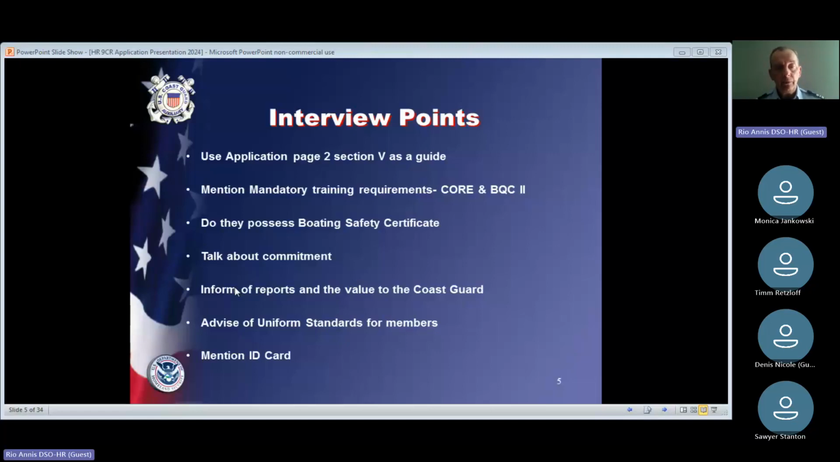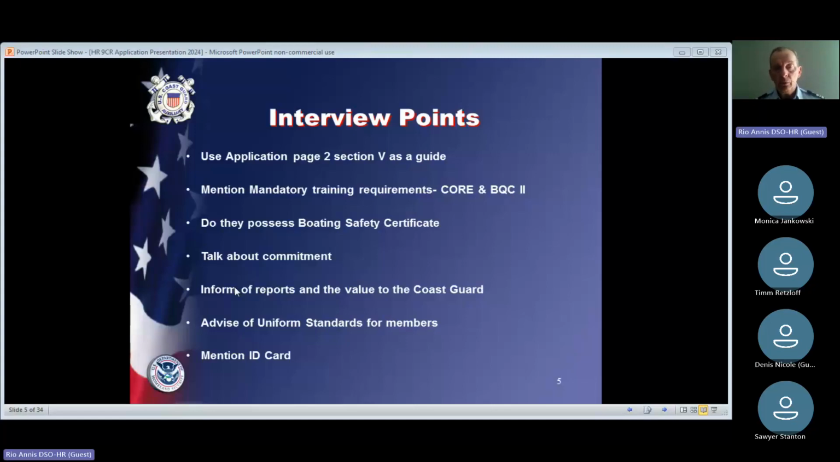We want to give them the information up front that we do reports. We submit our time for the missions that we do, the effort that we put toward the auxiliary, which is valued to the Coast Guard, active duty. So we want them to know that, so they have a good idea of all these requirements, in a sense, that they need to accomplish while being a member.